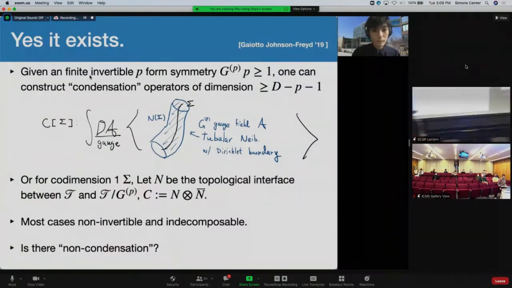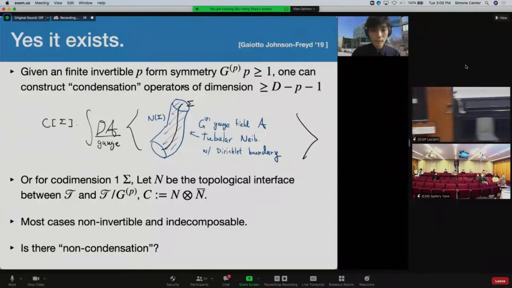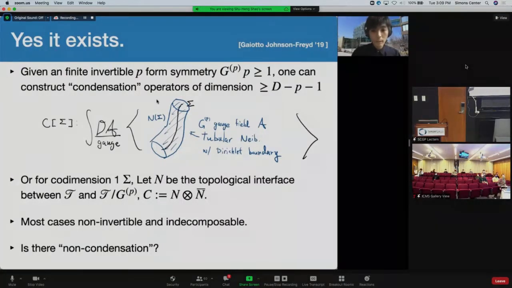Suppose that you have a finite invertible p-form symmetry in your theory. Then pick some submanifold of your spacetime, take its tubular neighborhood, and gauge this invertible symmetry on this neighborhood by imposing the Dirichlet boundary condition on the boundary, and that effectively defines a topological operator, which is called the condensation.